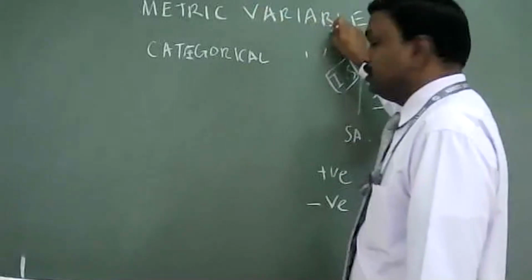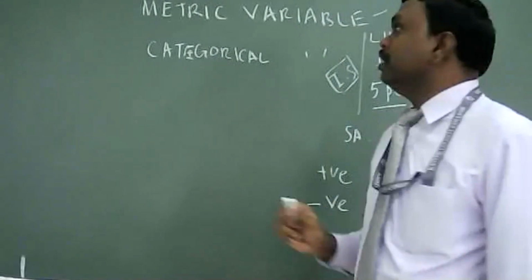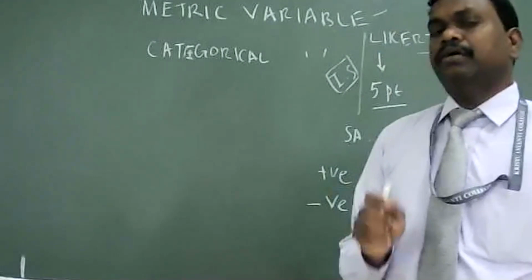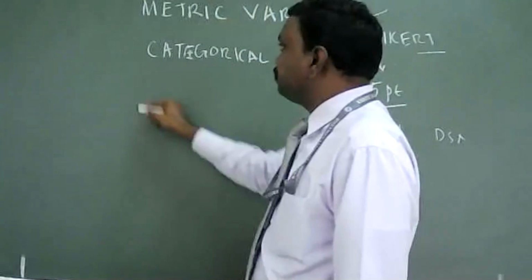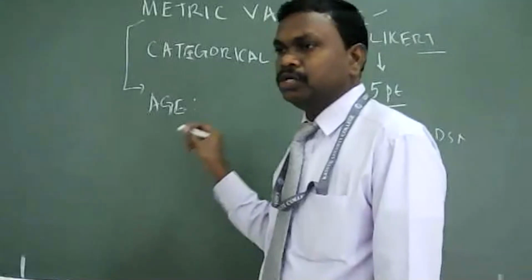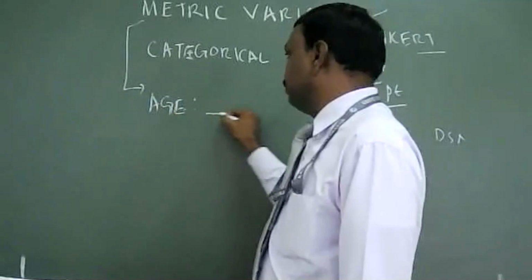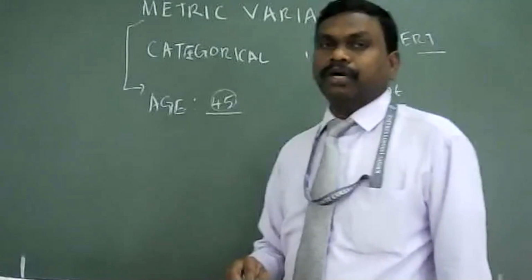You should be able to identify from your questionnaire what the metric variables are that you are using. It is not only the Likert scale. If you get numeric data directly, consider you have an option called age, and you ask the respondent to fill in a blank, where they will fill in the number, say 45, or whatever their age is, then that is also called a metric variable.